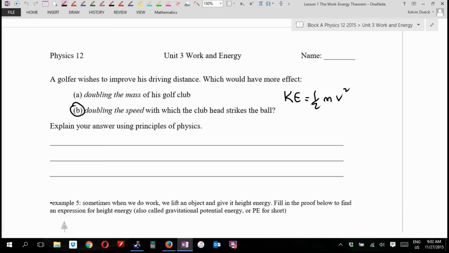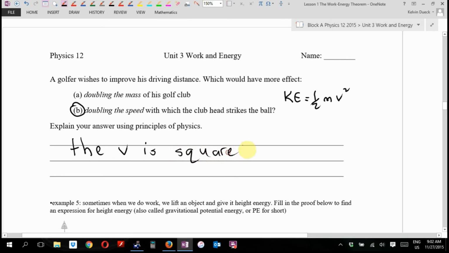By the way, this is also why the difference between a car accident at 20 kilometers per hour and 80 kilometers per hour, I know the speed is 4 times bigger, it's going to be 16 times more damage. That's why an 80 kilometer per hour car accident is so often fatal. A 20 kilometer car accident might even barely only dent your car. And you may have wondered, it's only 4 times bigger. No, 16 times more damage. Okay? Explain your answer using principles of physics. The V is squared.